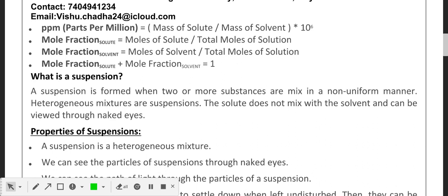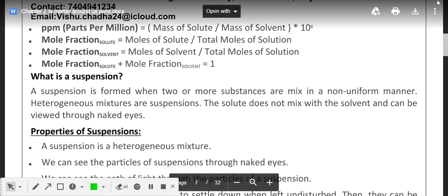That is parts per million, and the formula for that is mass of solute divided by mass of solvent into 10 raised to the power 6. Mole fraction of solute is moles of solute upon total moles of solution. Similarly, for solvent it is moles of solvent upon total moles of solution. Right. So mole fraction of solute plus mole fraction of solvent will be equal to 1. Okay. Now moving on to the next topic, that is, what is a suspension.